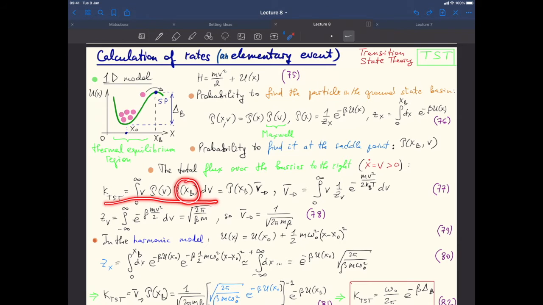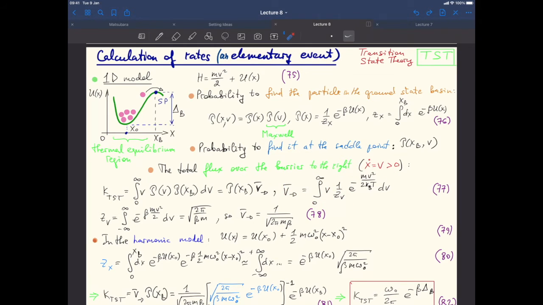This is a constant, doesn't depend on the velocity, can be taken out of the integral. So this is a spatial probability to find our system at the transition state. And v to the right is the average velocity calculated in that way. And look, when calculating it, we integrate over all velocities between 0 and infinity. So we explicitly state that velocities should be directed to the right. Only those contribute to the transition rate.